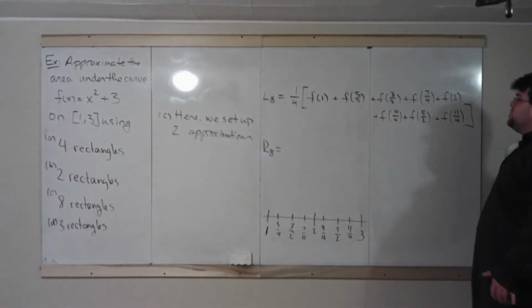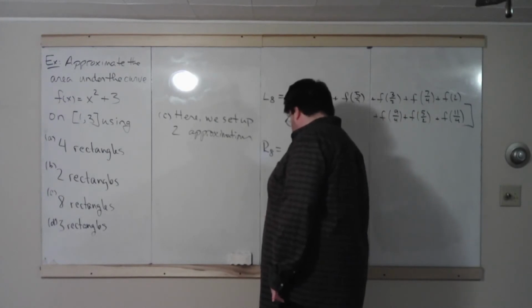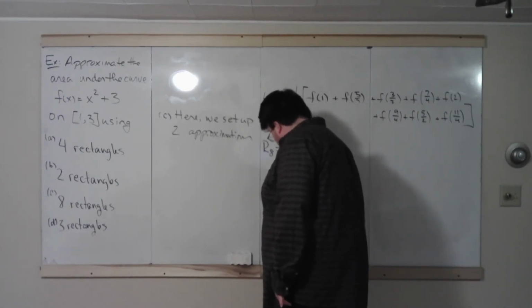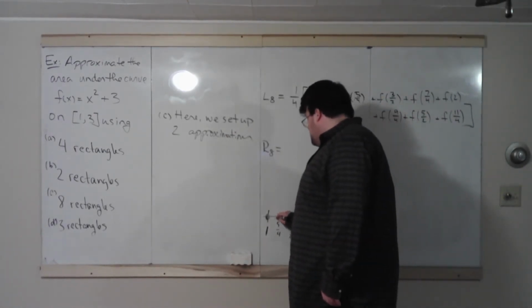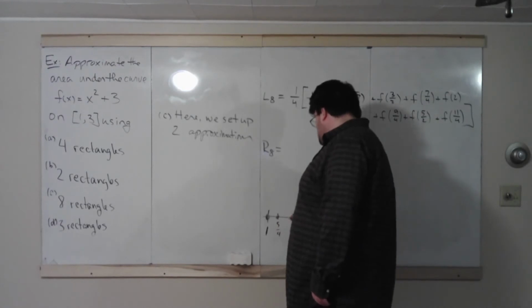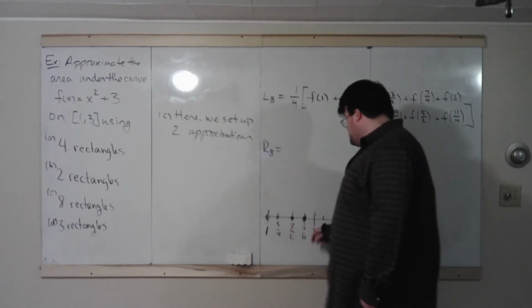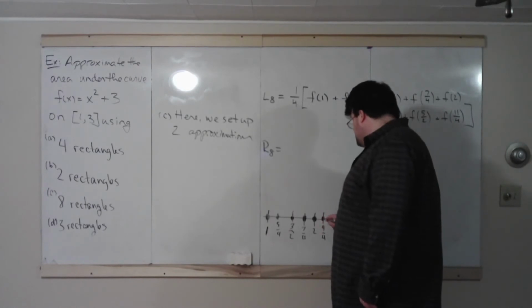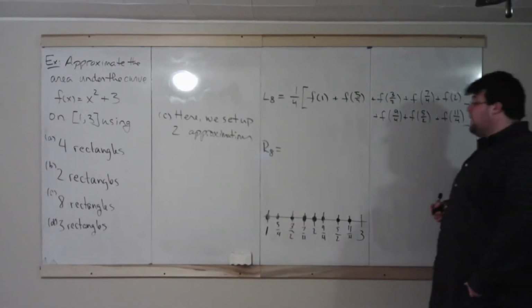Which of those values did we use for our left-hand approximation? We used f at 1. We used f at 5 quarters. We used f at 3 halves. We used f at 7 quarters. For the left-hand approximation, we used f at 2. We used all the left-hand endpoints for each subinterval. So we used all of those for the left-hand approximation.